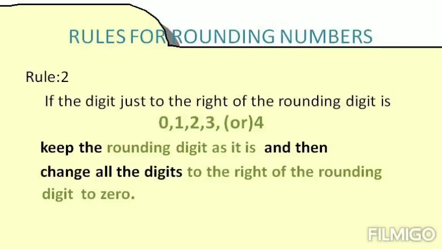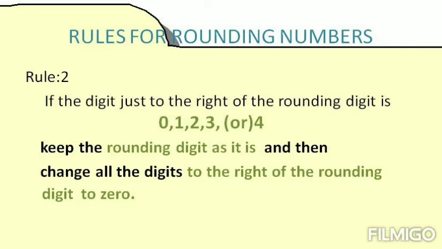After finding the rounding digit, as per the rule number 1, we should move just to the right of the rounding digit according to the rule number 2. So if the digit just to the right of the rounding digit is 0, 1, 2, 3 or 4, we should keep the rounding digit as it is and then change all the digits to the right of the rounding digit to 0.